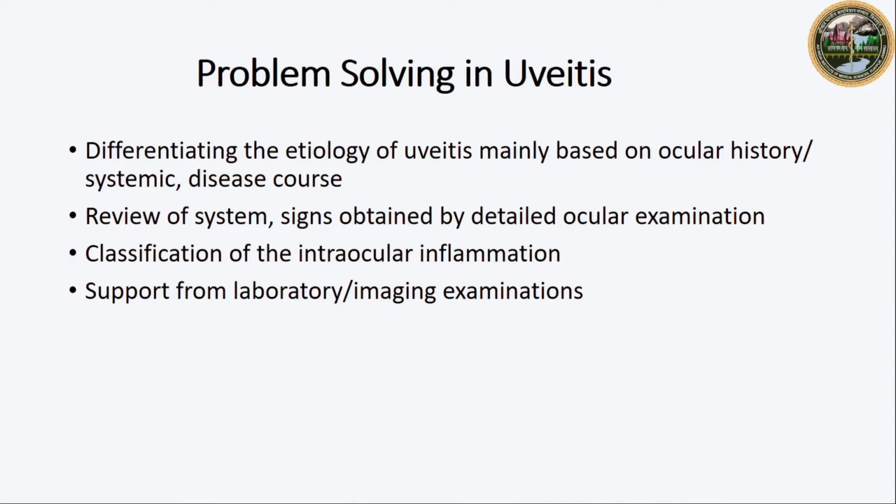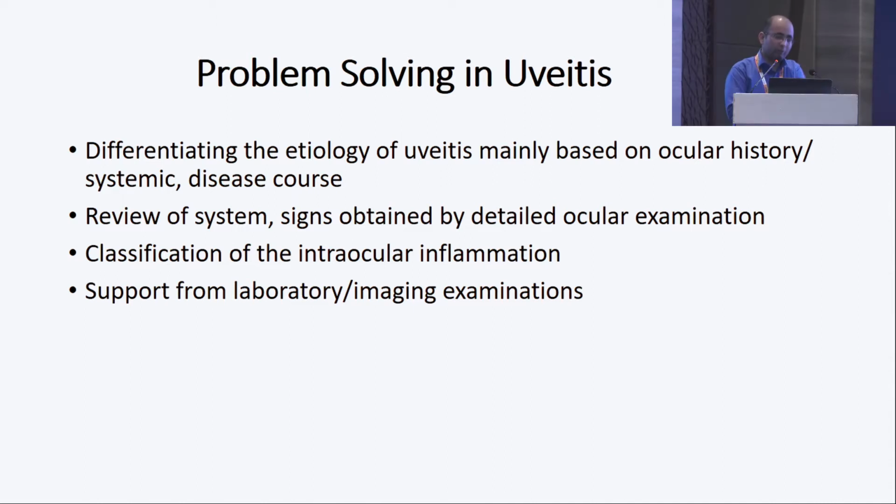As far as problem solving in uveitis is concerned, as previously highlighted, differentiating the etiology of uveitis is important, which can be done on the basis of ocular history, systemic examination, and looking into the disease course. Also, it's very important to pay attention to review of systems and have a good ocular examination. It's pertinent to classify the intraocular inflammation to the different chambers of the eye, and then with the help of laboratory and imaging, we reach a diagnosis.